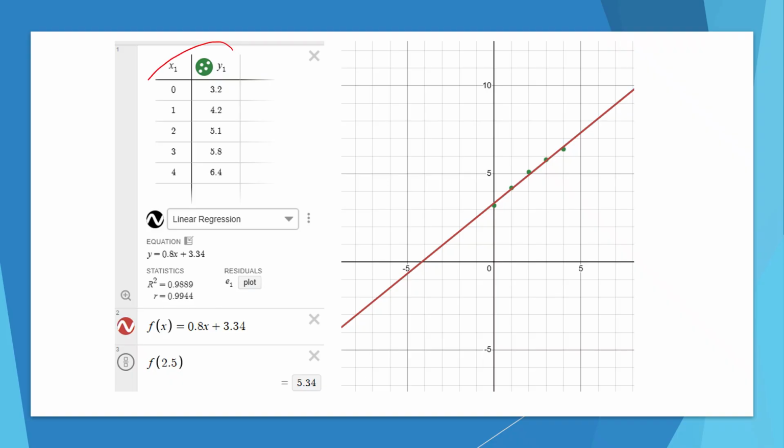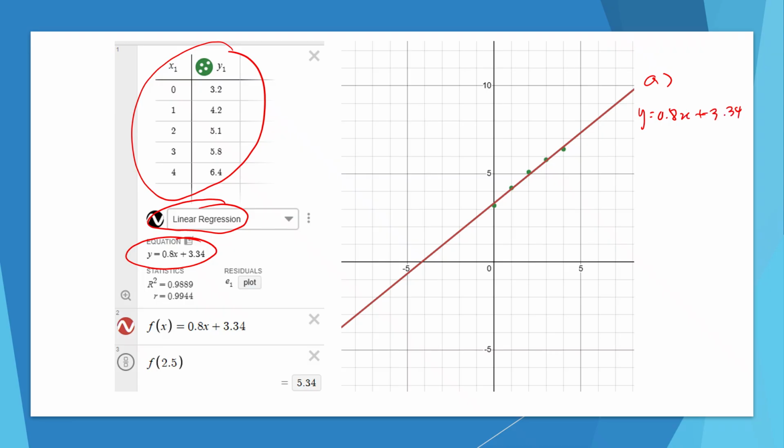Plugging your data points into the table and then going to linear regression, it should automatically be set to that. We should get our regression line right here, and that should be our answer for part A. It should be y equals 0.8x plus 3.34. I'm going to copy and paste that right here and then replace y with f of x. The reason I do that is so I can plug in a specific value, f of 2.5.